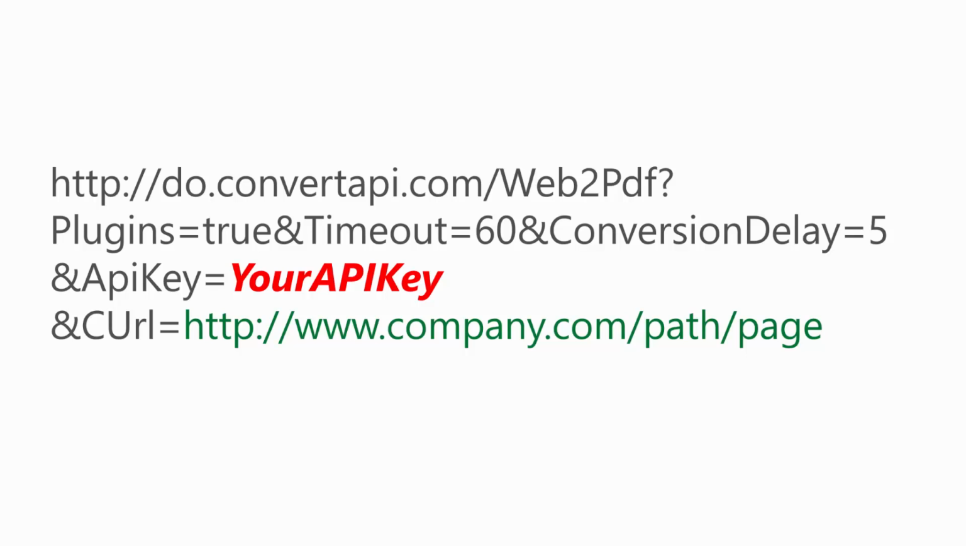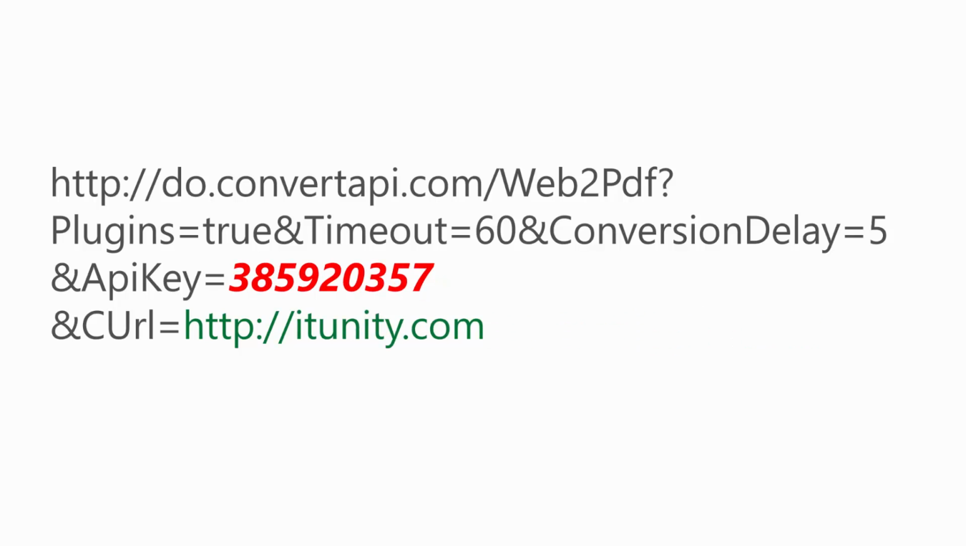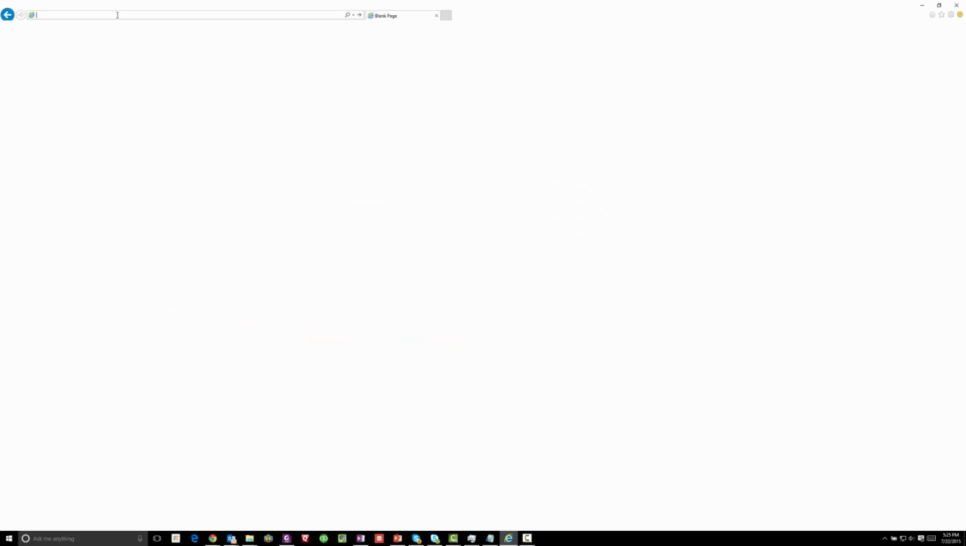Take this URL and replace the two variables. Put your API key in the right place and put a URL to a real web page at the end. Now, of course, the API key I'm showing here is just a sample. It's not an active API key. You would need to put in yours. Once you've created the URL, paste it into your browser and press enter.